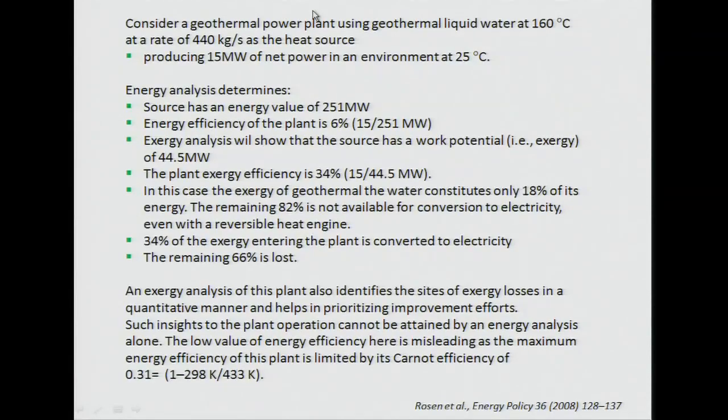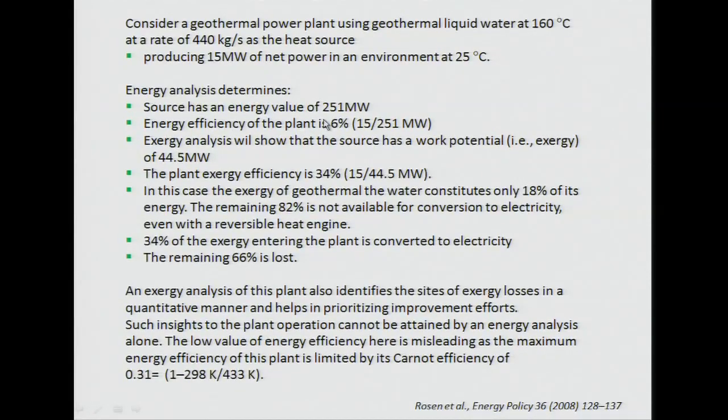But you've got a geothermal power plant. You've got the energy sources in water at 160 degrees C, and you're supplying it at a rate of, say, 440 kilograms a second as a heat source. As a consequence of that, you're able to drive a heat engine that produces 15 megawatts of net power at 25 degrees C. Okay, so in your room. If you go through and do some calculations, you can figure out the energy value of the source. It produces 251 megajoules per second, 251 megawatts, this flow rate.